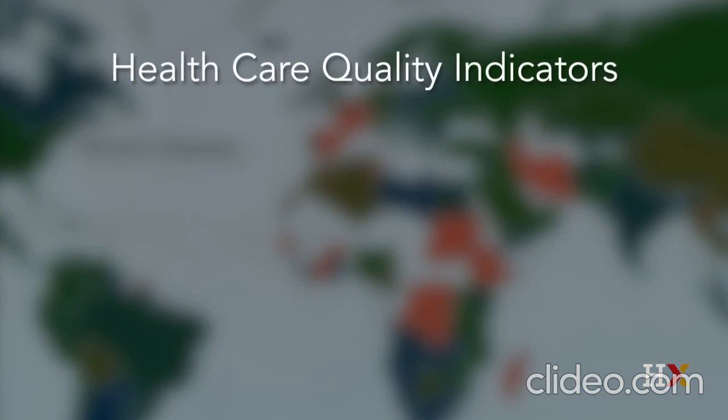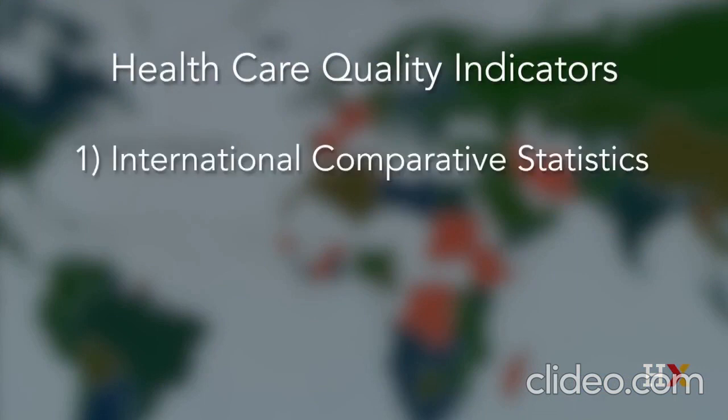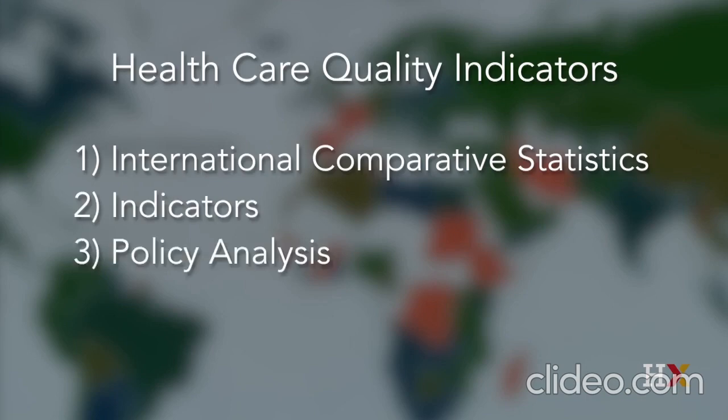One piece of work we've been involved in the past 2 years is in-depth country studies, where we try to link the performance indicators and the information on quality of care with the actual policies that are in place. So it's a mixture of international comparative statistics, indicators, and policy analysis to help understand what policies result in better healthcare outcomes.